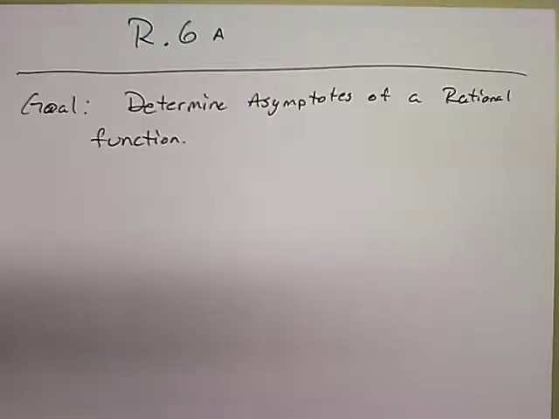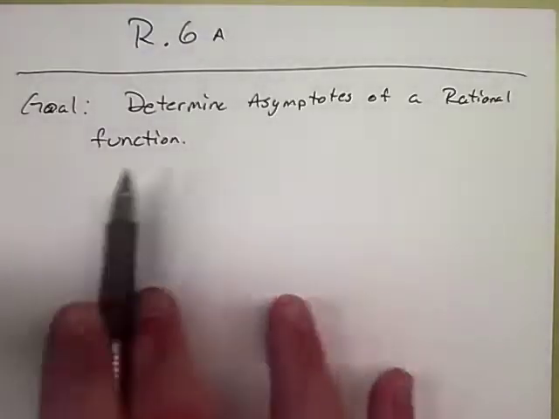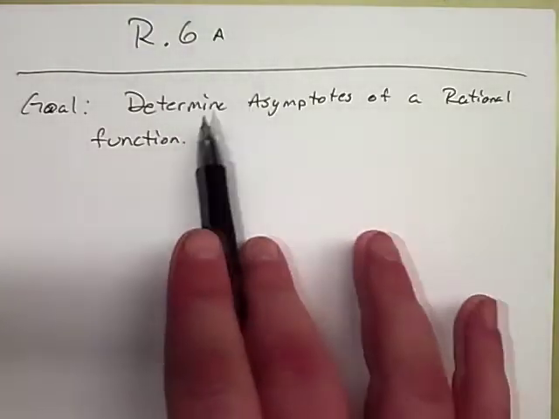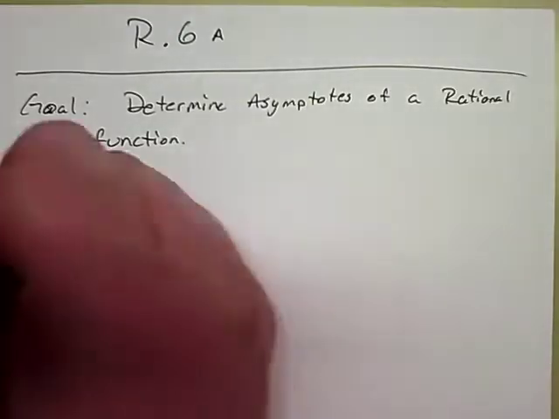All right, we're looking at the R6 video. Our goal here is to determine the asymptotes of a rational function. Because we're going to be graphing, there's going to be two parts, R6A and R6B. And in R6A, our whole goal is just to determine the asymptotes of a rational function.